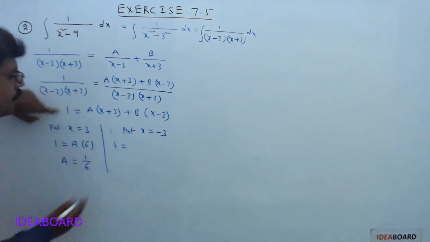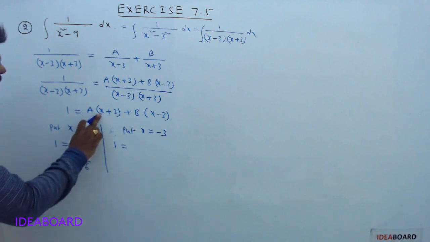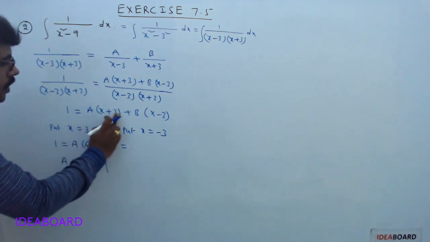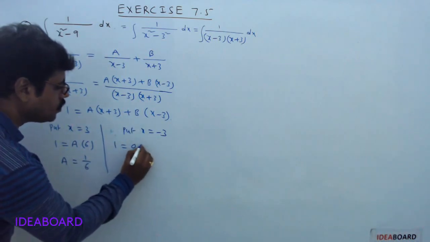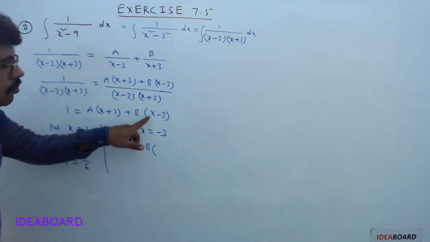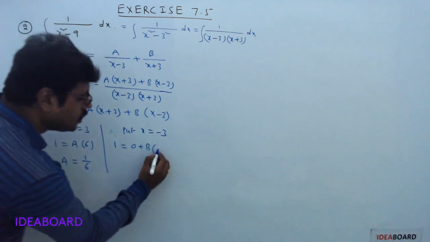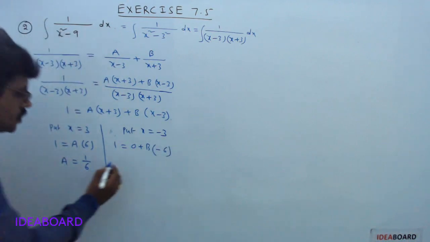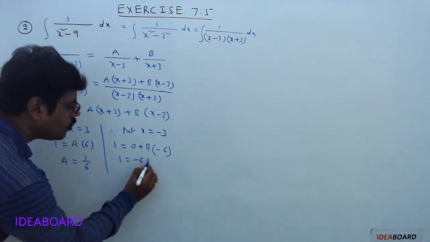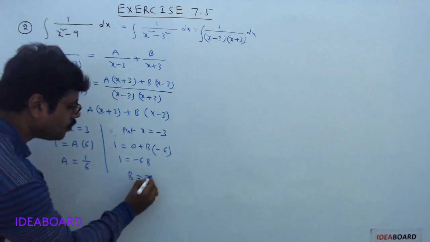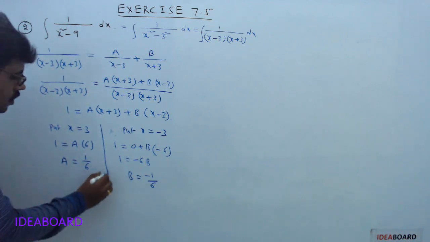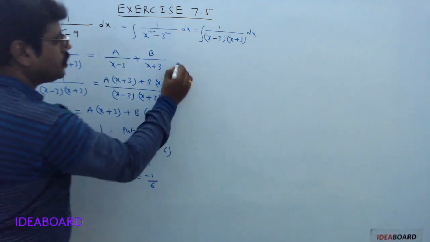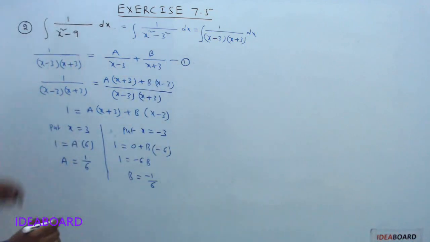Now 1 equals a into minus 3 plus 3, it will be 0. A into 0, 0. Plus b into minus 3 minus 3, it will be minus 6. So 1 equal to minus 6b, therefore b equal to minus 1 by 6. Now substitute the values of a and b in this equation, call it equation 1.